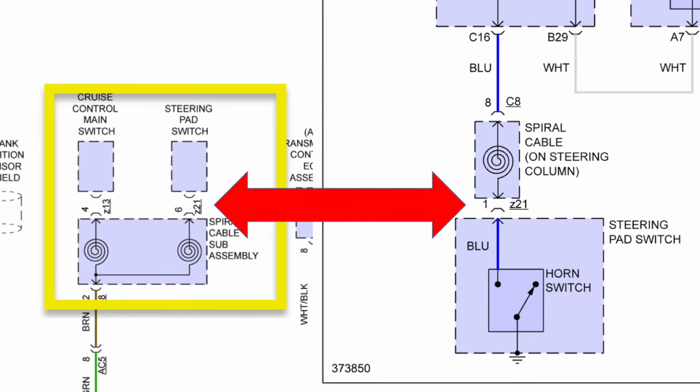See the designator Z21? That's a connector, and the numbers on the opposite side of the symbols indicate the cavity in the connector, in this case number 1 on the right, the one leading from the ECU to the switch, and number 6 on the left, completing the path to ground from the switch through the clock spring and finally to ground. Have I lost you yet?